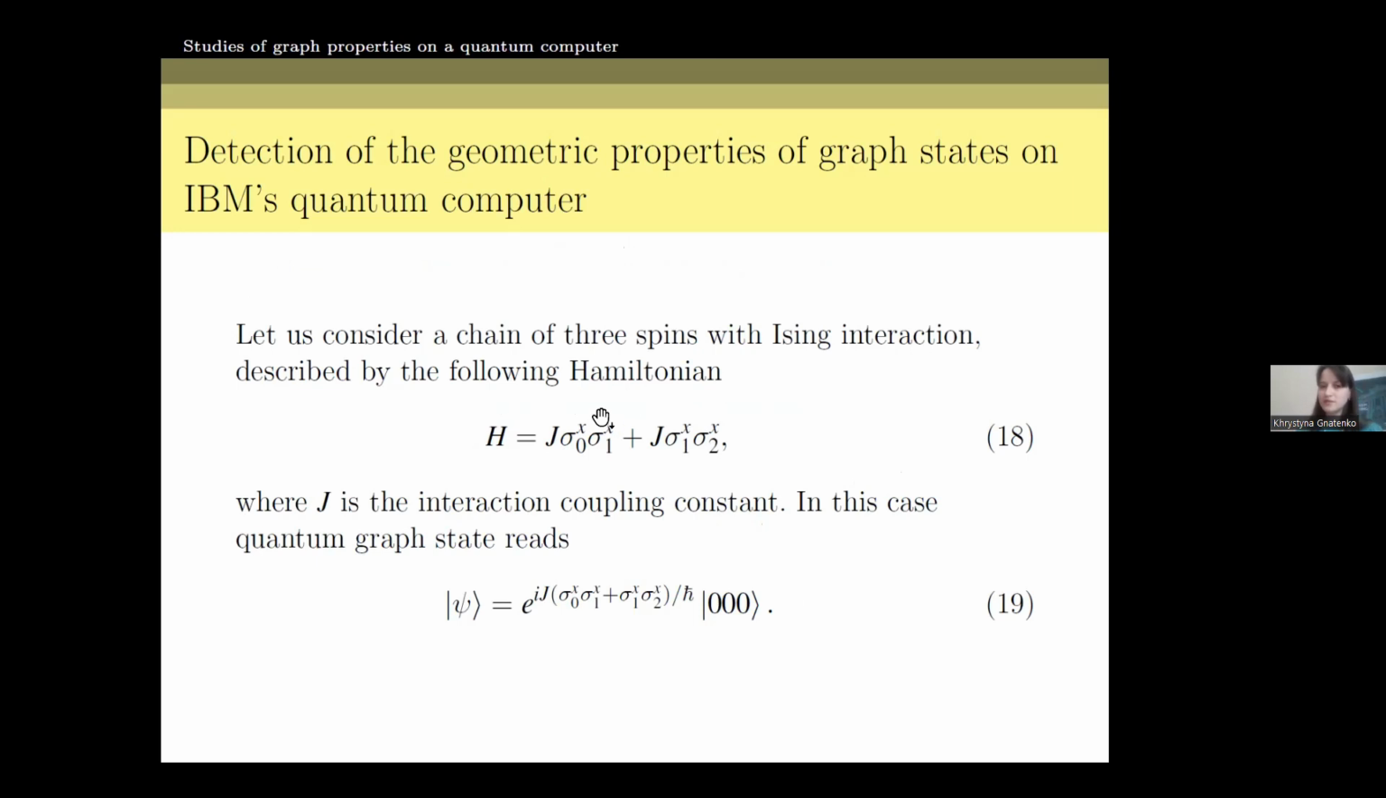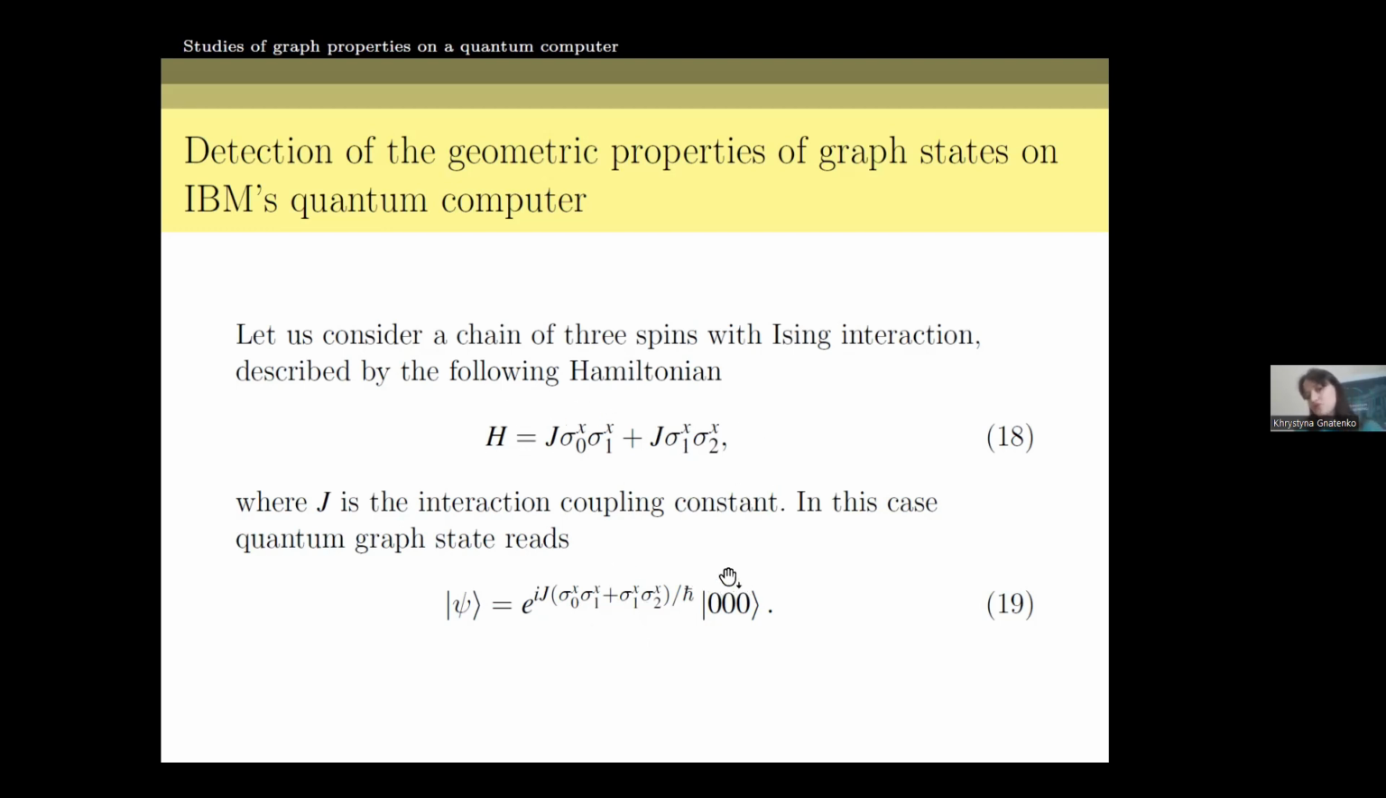So we have interaction between spin 0 and spin 1, and then we have the interaction between the first spin and the second spin. So we have a structure of graph corresponding to this quantum state, which corresponds to this model.